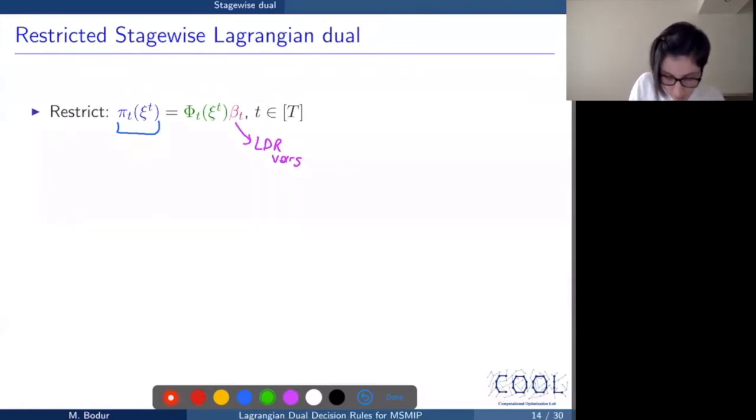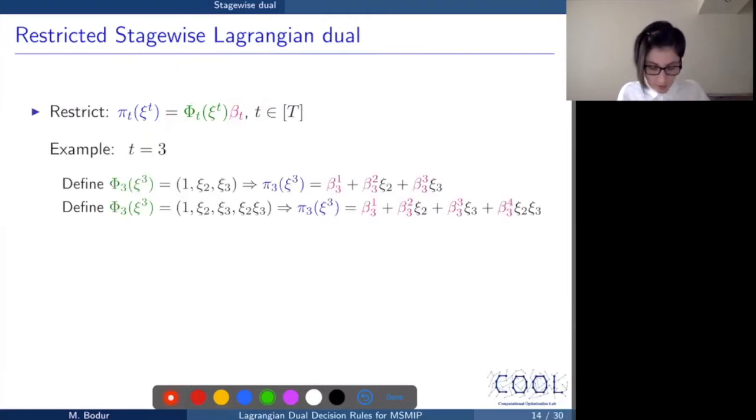And here I have a little bit of a general case. Before I was just using the history. Now on top of the history, I added this function, which we call a basis function. These are just functions that take the history and output a bunch of numbers. For each of those numbers, we multiply it with our LDR variables, and whatever result we obtain is going to be our pi to be used in the policy.